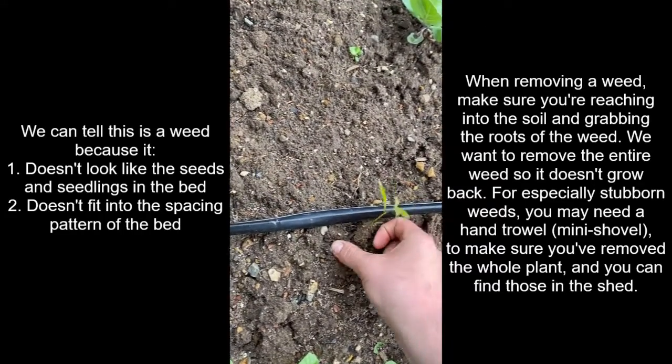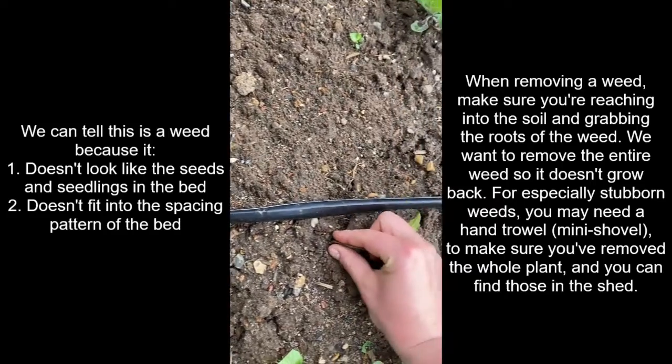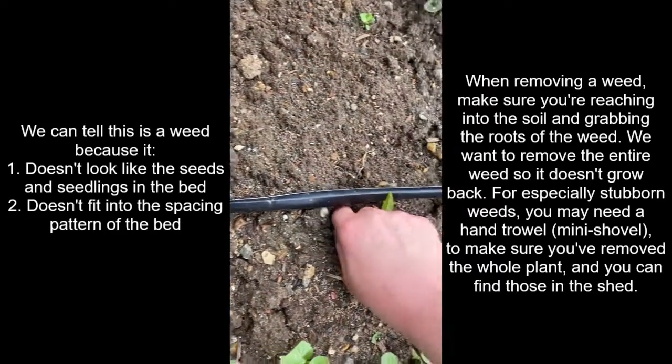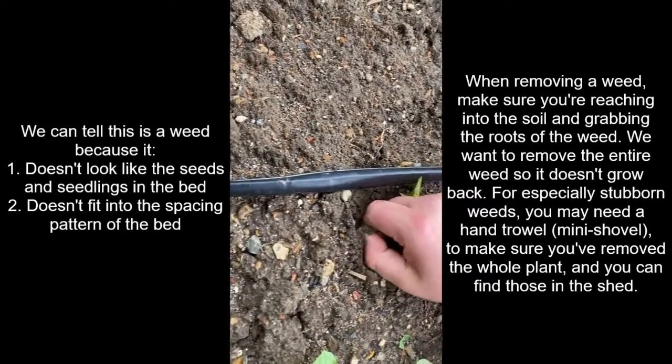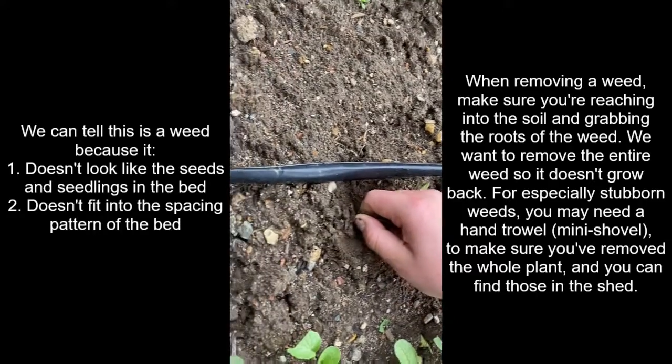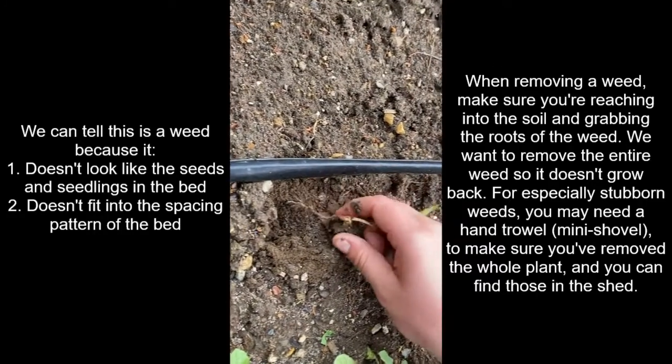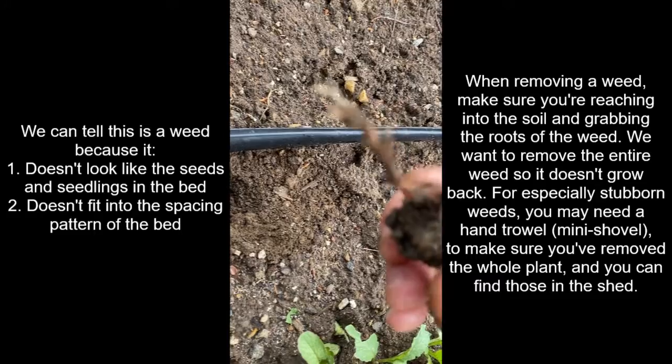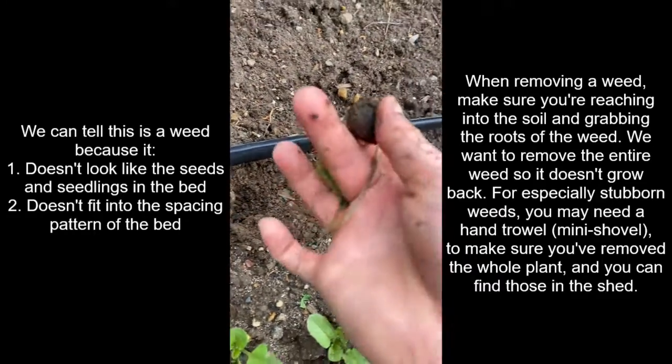And basically how you remove that weed is you're gonna grab it at the base of the soil and really get in there and pull it up. Sometimes you gotta move it around to loosen up the roots a bit. And all right, there you go.